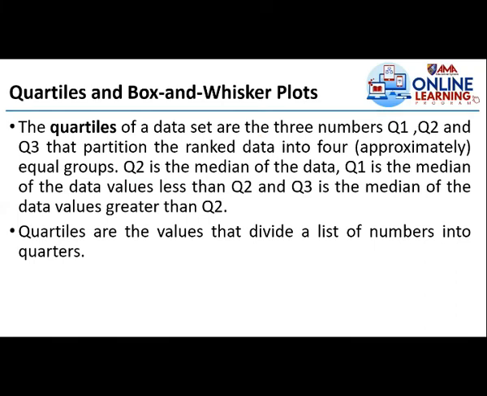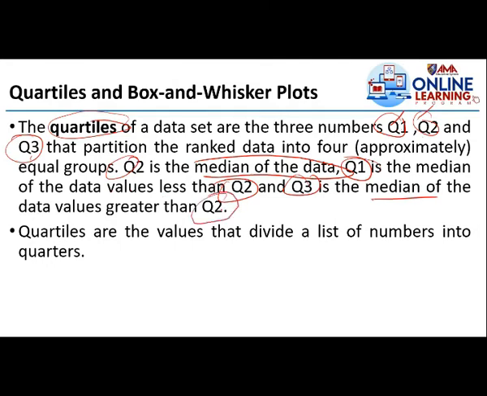Let's go with quartiles. So quartiles of a set of data are the three numbers Q1, Q2, and Q3. So it means this is quartile 1, quartile 2, and quartile 3. Quartiles is just dividing the data set into 4 equal parts. Then yung partition na yun is Q1, Q2, and Q3. Yung Q2 is the median of the set. Yung Q1 naman is the median between the data values less than Q2. And yung Q3 naman is the median of data values greater than Q2.